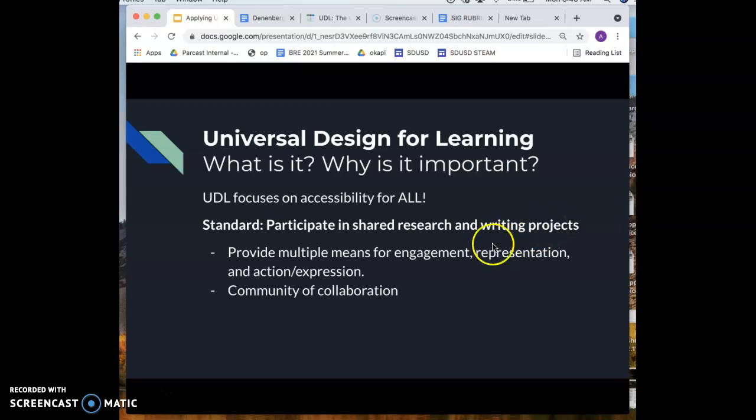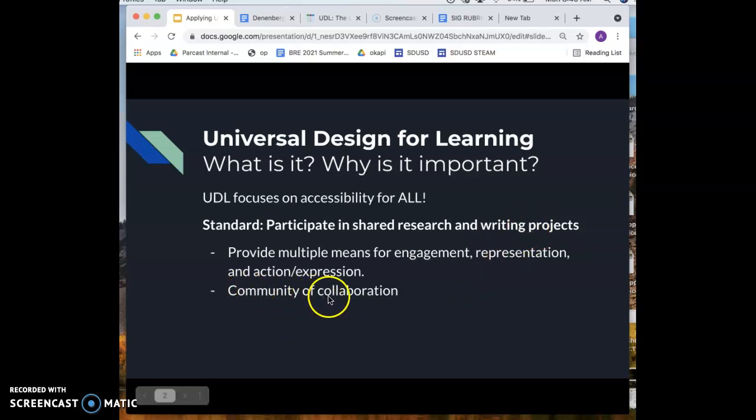The two components of UDL that I chose to focus in on that support this learning are providing multiple means for engagement, representation, and action or expression, and the community of collaboration. This first point is important in supporting the standard because providing choices makes it more student-centered and allows students to be more engaged and motivated in the online environment. It also makes sure that they can work within their independent needs and styles, so students can choose how they research and how they represent their learning after they have done all that research.